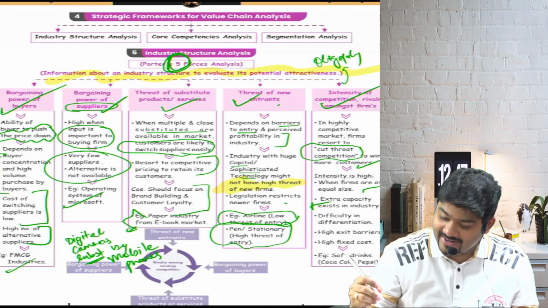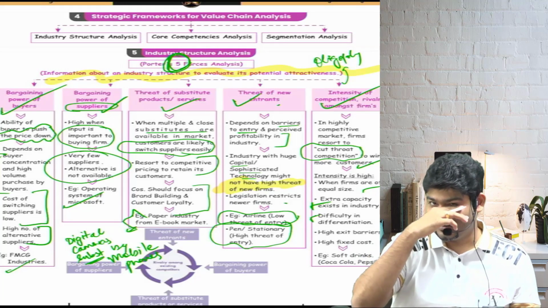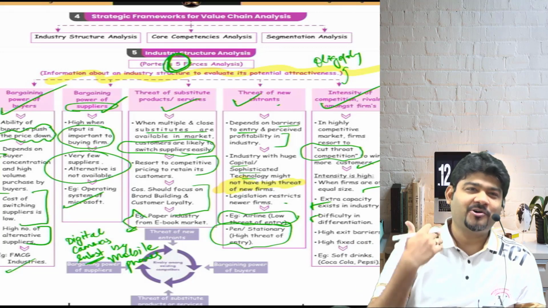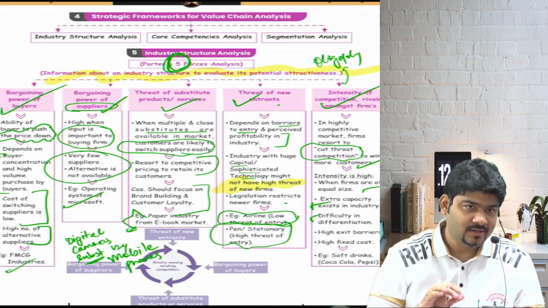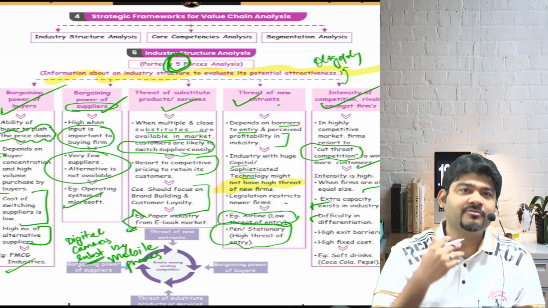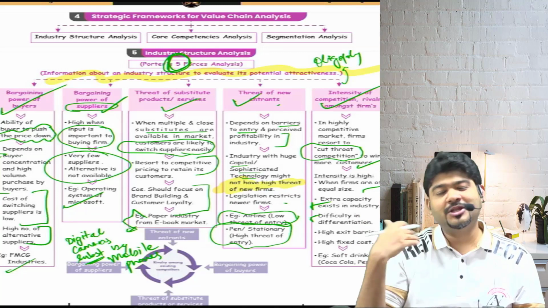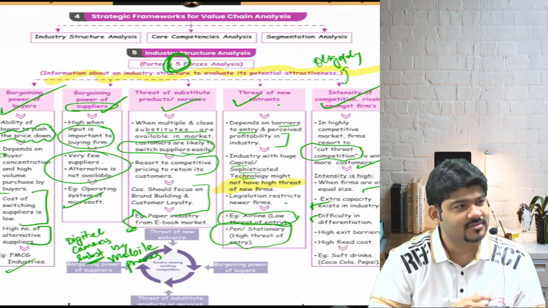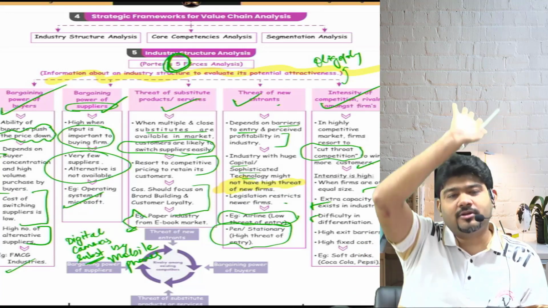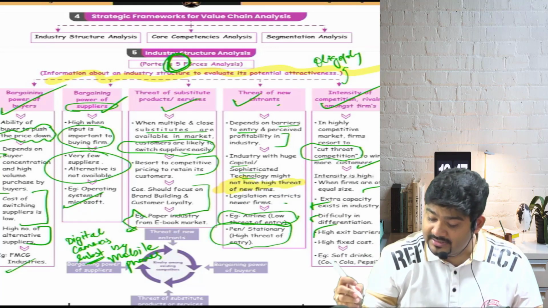Then difficulty in differentiation. Suppose you are starting a product which is equivalent. Suppose a new company comes and gives all the offers which are already given by Ola and Uber, or Amazon and Flipkart, or Pepsi or Coca-Cola. Then will you go to the new one, or will you follow the existing ones? Till the time you do not differentiate, people will always fall back on the things which are there. Then, high exit barriers.